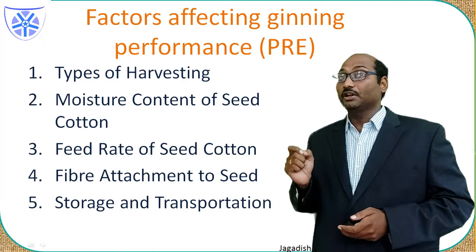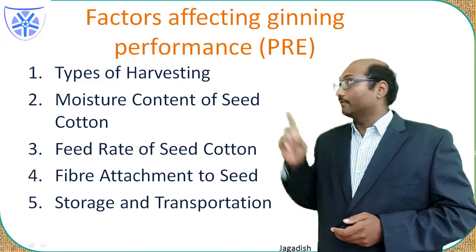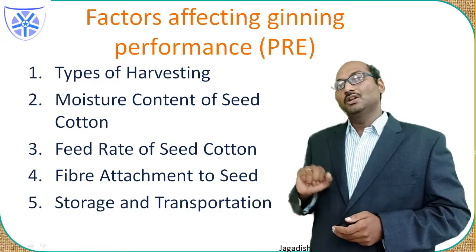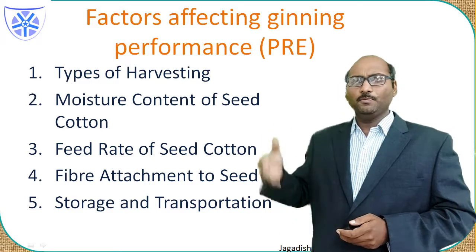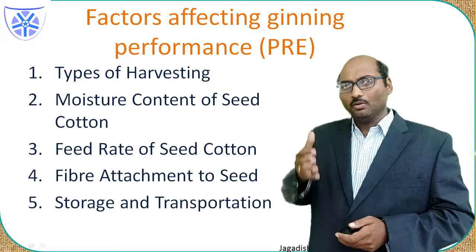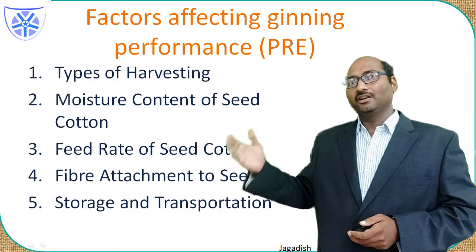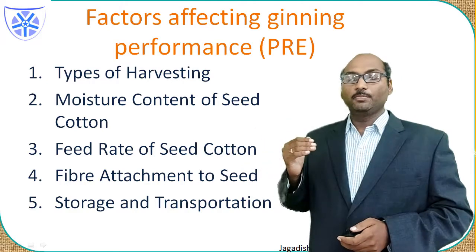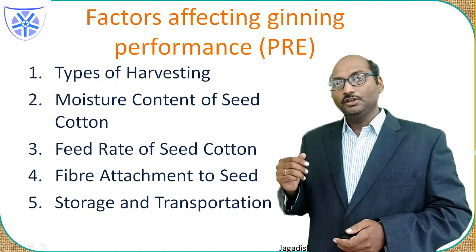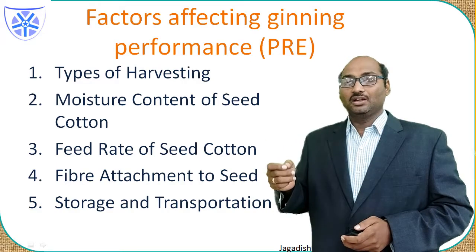That's why the moisture content of the seed cotton is one of the important parameters, apart from the type of harvesting. Okay. Then the third one is the feed rate of seed cotton. What happens if you keep on feeding too much cotton? Of course, ginning will happen, but if it crosses a certain limit, then the lint which is being produced from the ginning mill is going to have very inferior strength.